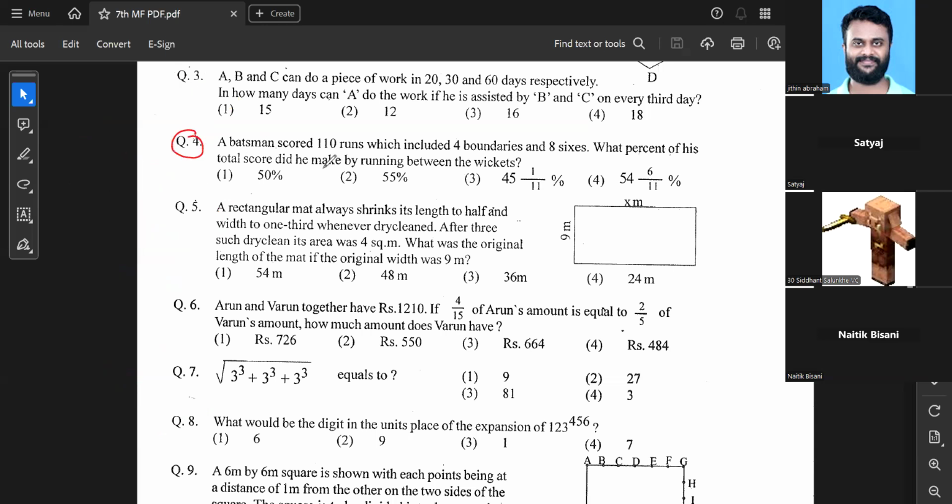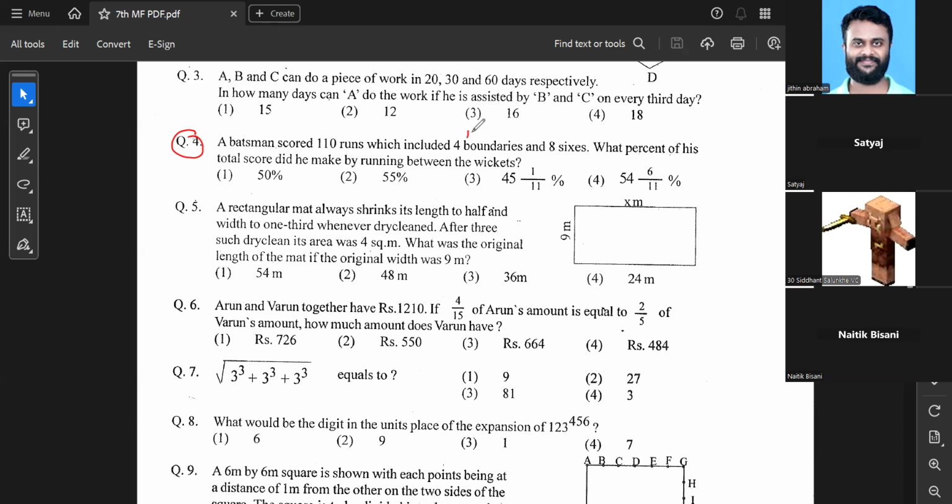Fourth question. A batsman scored 110 runs. I've got your message that the options are wrong. But let me read the question and see whether it is solvable. If it is solvable, we'll solve it just to have an understanding of how to approach this problem. A batsman scored 110 runs, which includes 4 boundaries and 8 sixes. What percentage of his total score did he make by running between the wickets?